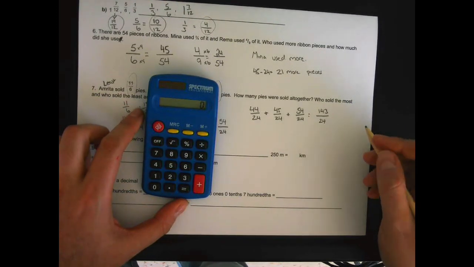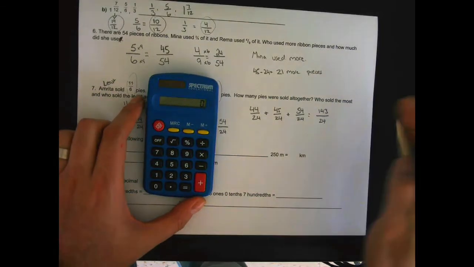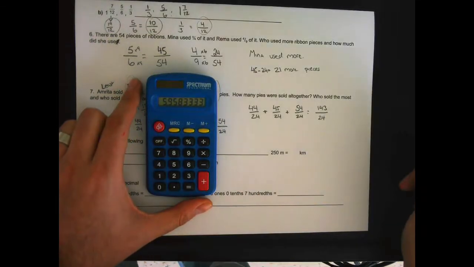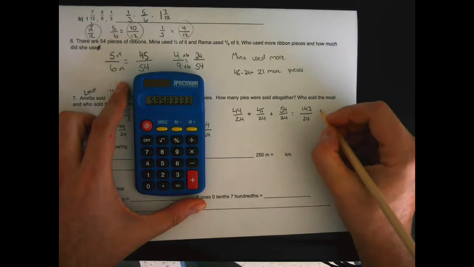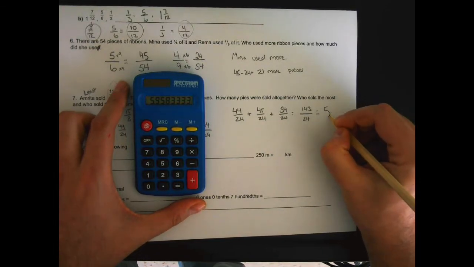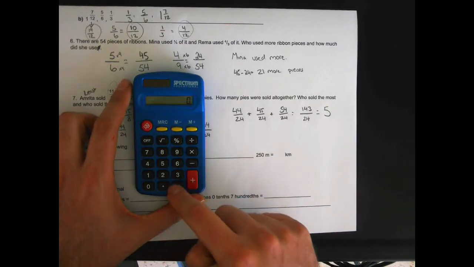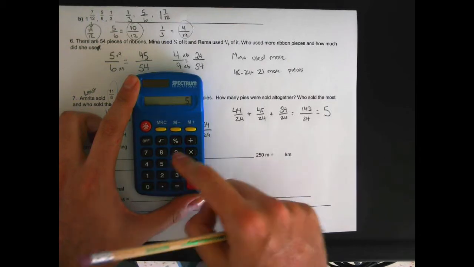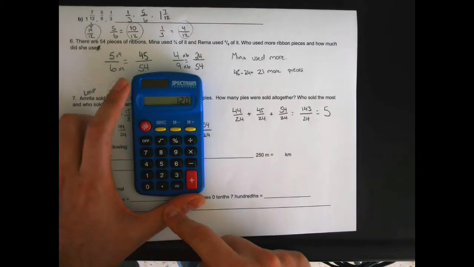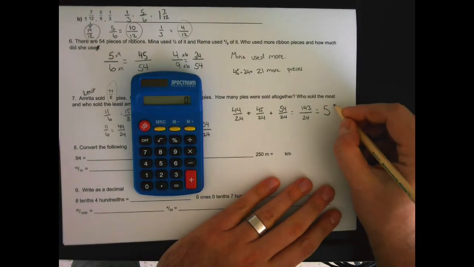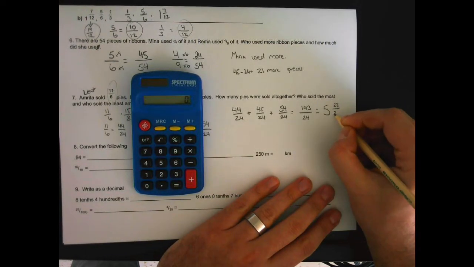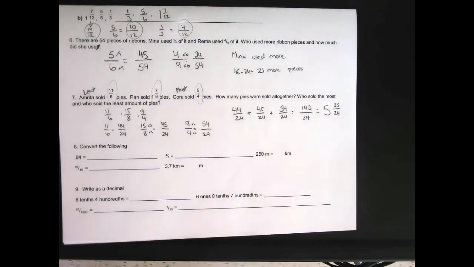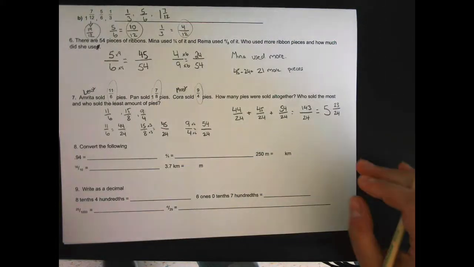Okay, so to do this, if you take 143 divided by 24, you'll see that there's the number 5 there. 5 point something. That tells us that it goes in 5 full times. So five pies, if they had 24 slices, 5 times 24, was 120 pieces, leaving us with 23 over 24. So that's how much pie they sold. So they almost sold 6 whole pies.